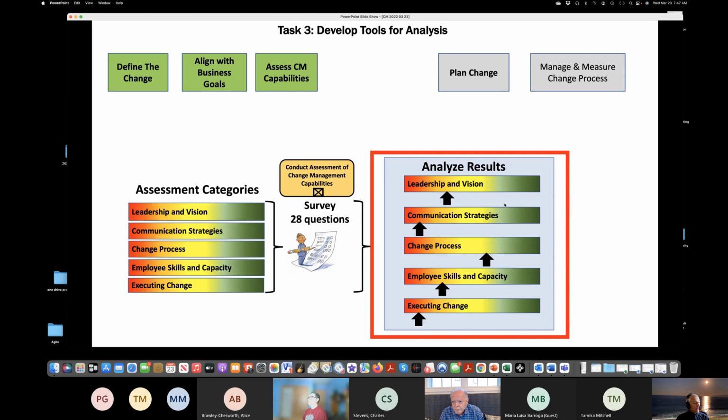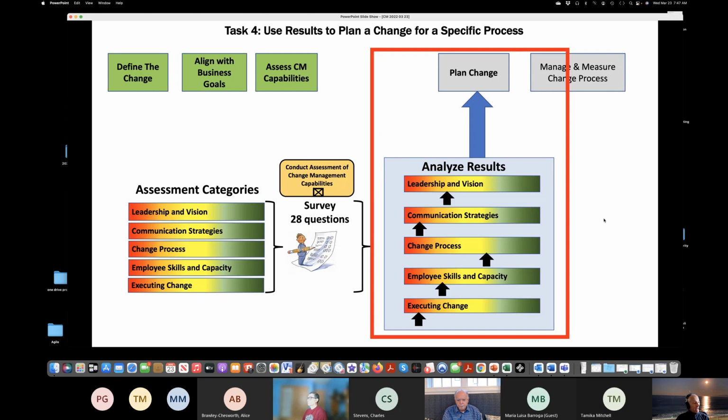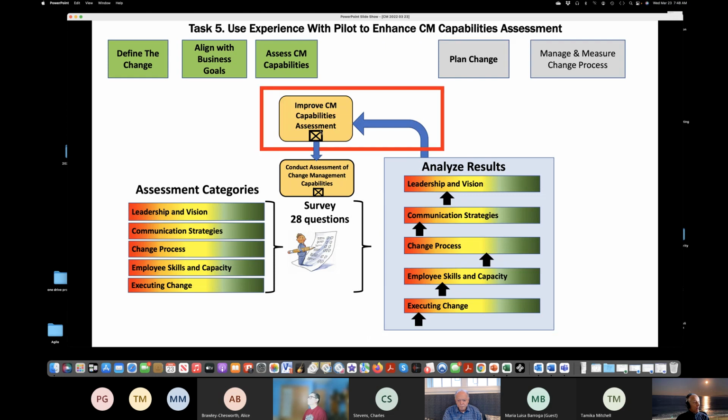So task 2 would be to develop that tool that will allow us to analyze these results more effectively. It will be done in Power BI. And then task 4 will be: okay, we've conducted these surveys, so how do we use these results to plan change? And then after that, we're going to also see from these results and from the experience whether we want to change and modify the questions and the survey, to make it better.